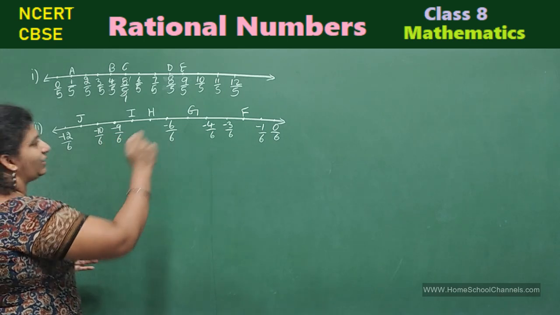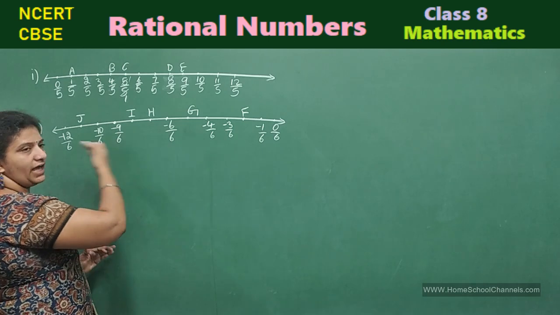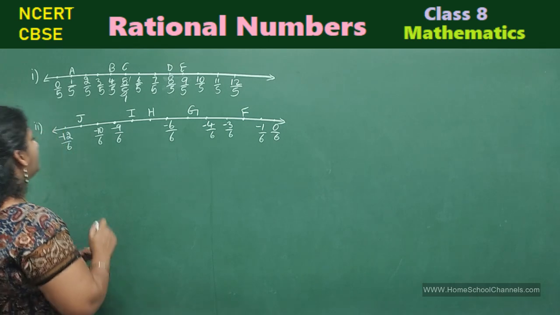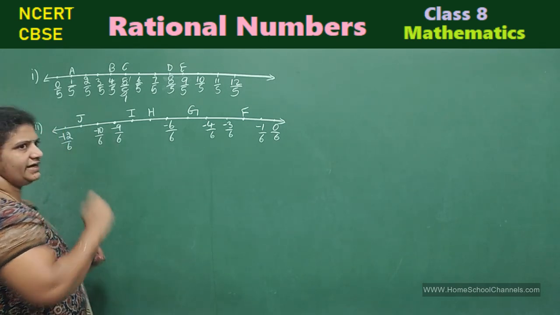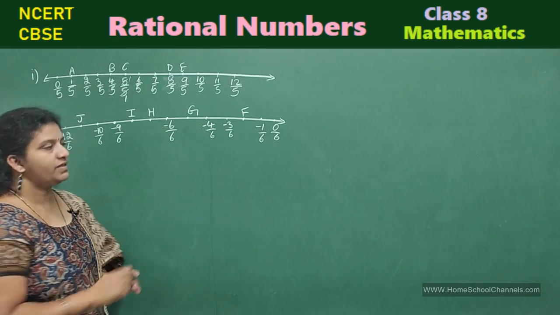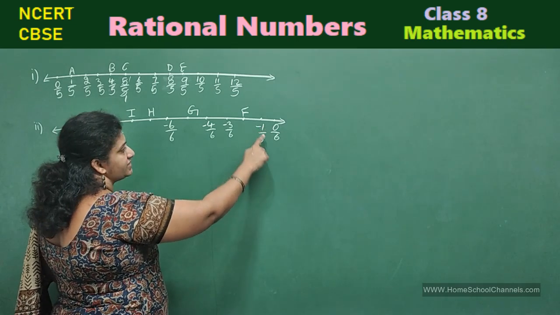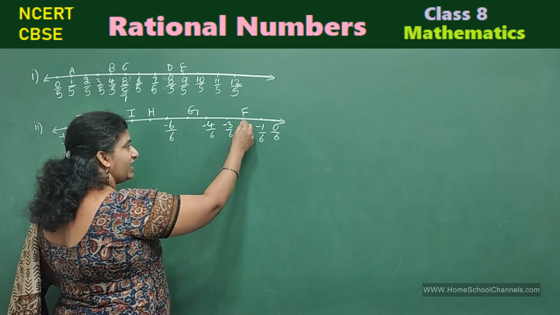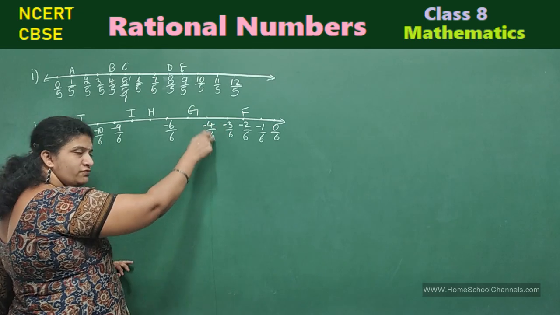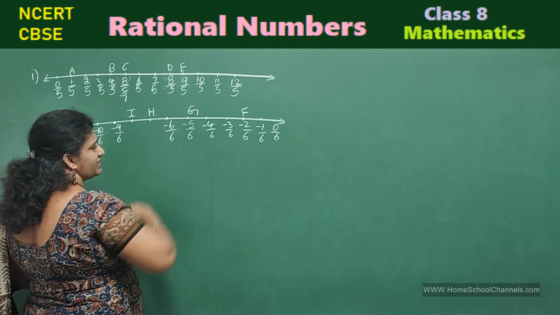All are negative. From 0 towards the left side all are negative. We need to mark negative rational numbers now. 6 indicates each unit is divided into 6 equal parts. And here the first part among the 6 equal parts is minus 1 by 6. And the next, second one, will be minus 2 by 6, minus 3 by 6, minus 4 by 6, and the next minus 5 by 6.